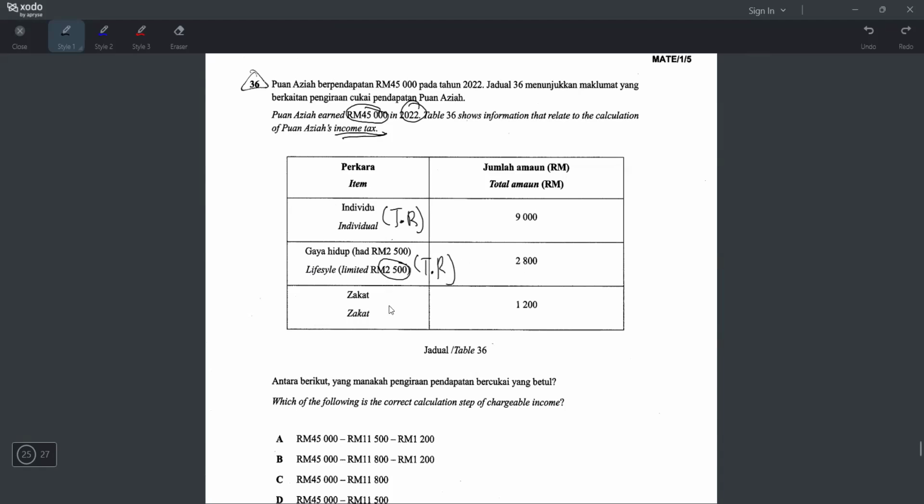Okay, zakat is a type of rebate. Is a type of rebate. And the zakat is 1,200. Okay, let's see what they want. Which of the following is the correct calculation step of chargeable income?